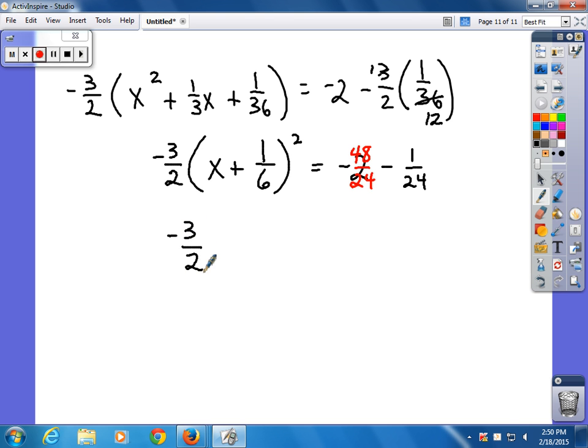-3/2 (x plus 1/6) quantity squared. And what's -48 minus 1? Positive. No, 40. Oh, isn't that nice? The only problem is the bottom didn't come out like that, but it may get better.